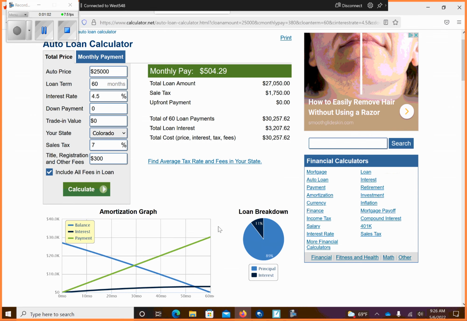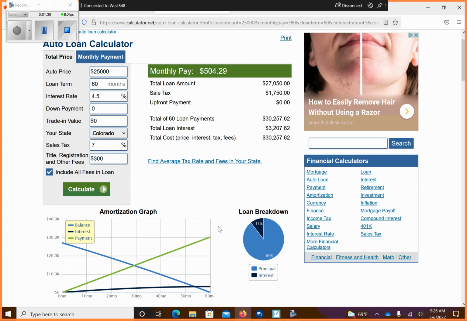So notice we said we bought a $25,000 car. We spent 60 months buying it. Interest rate on our car is 4.5. These are all things we can change. Down payment and trade-in, you're going to play around with this, make it work. You can include fees in the loan, or you can pay the fees up front when you buy a car. But your $25,000 car is going to cost you $27,550. You have a sales tax of $1,750. So that's your total loan amount.